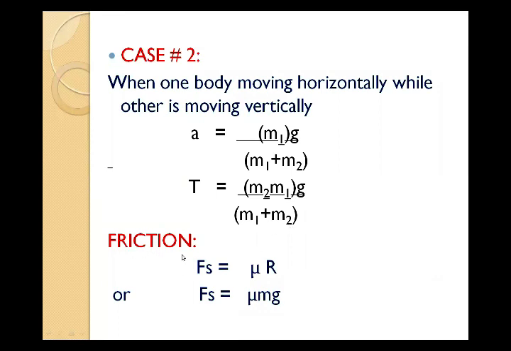Next is friction. The formula of friction can be given as Fs, which represents the force of friction, equals mu R. That symbol is known as the coefficient of friction. We can also use the similar formula Fs equals mu mg. We replace R by mg, as R is the normal reaction, or we can say that it's the weight of a block. So we replace R by the formula of weight, that is R equals mg, or we can say W equals mg.